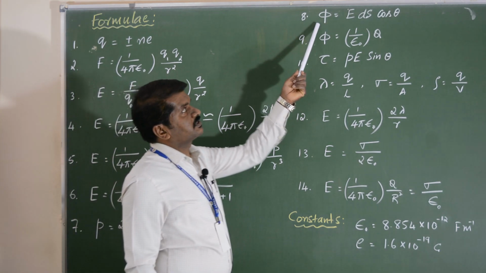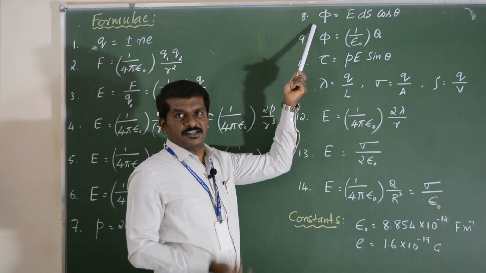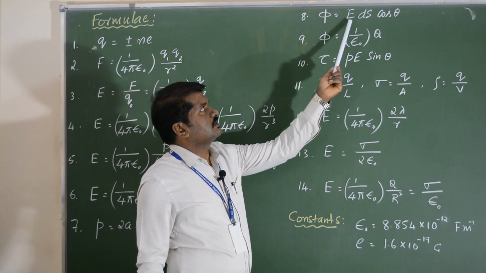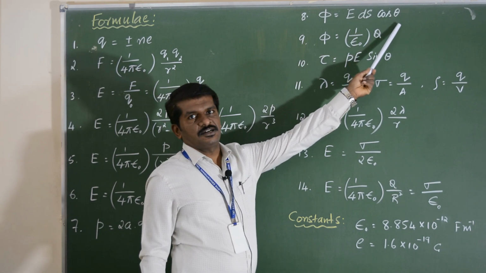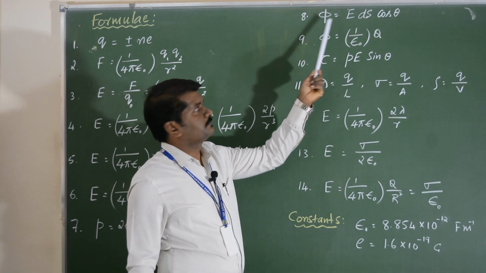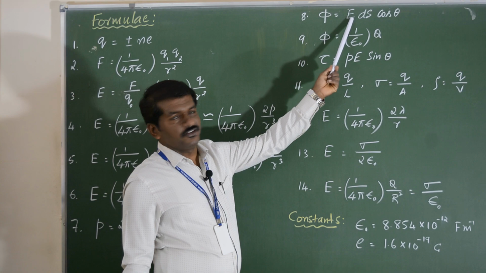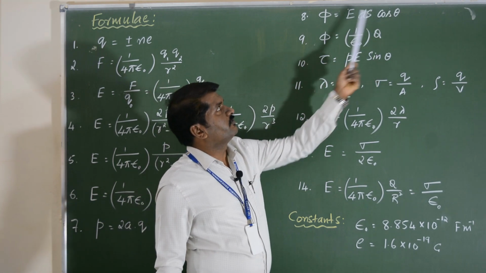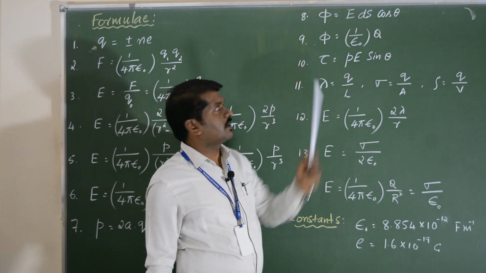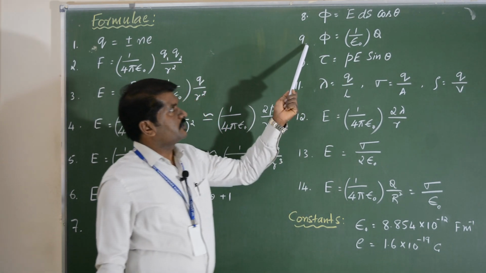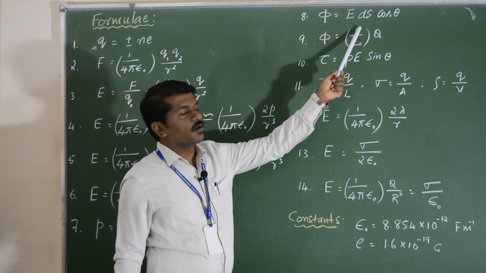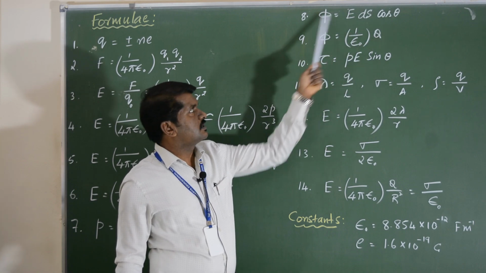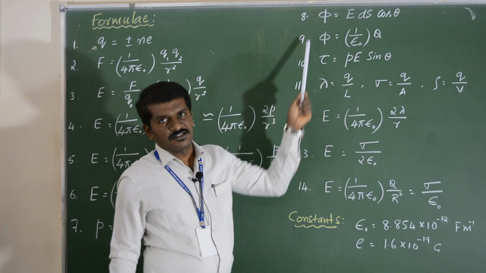And this is the expression for the electric flux, given by φ = E ds cos θ, where φ is the total flux, E indicates the electric field, ds indicates the surface area, and θ is the angle between E and the normal vector. By Gauss theorem we know that φ = (1/ε₀) Q. So this is the expression for the Gauss theorem.